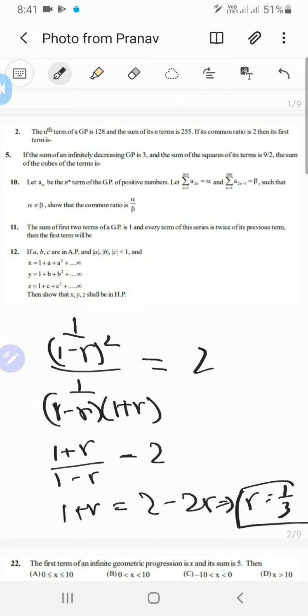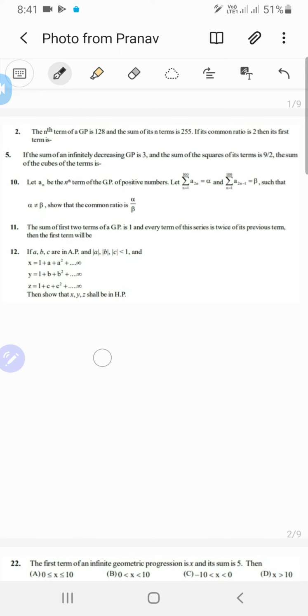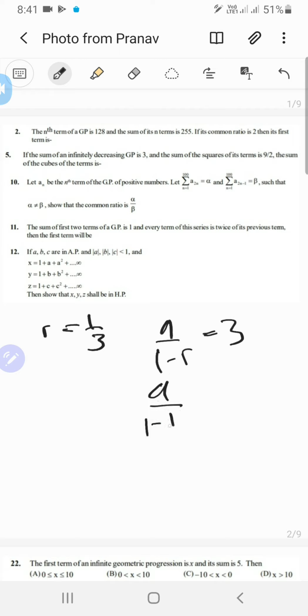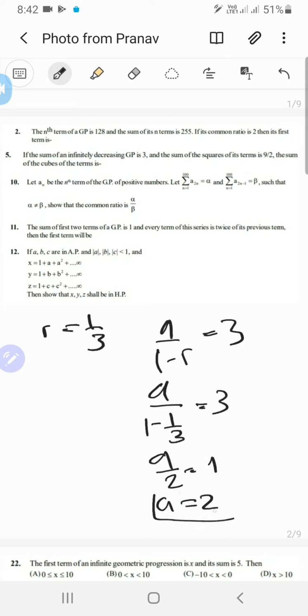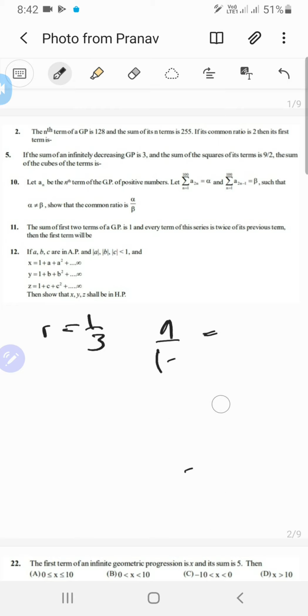The sum of the cubes of these terms. The first information we got is r equals 1 by 3. Now we can plug that in the equation a upon 1 minus r equals 3. So a upon 1 minus 1 by 3 is equal to 3. So you get a by 2 equals 1, or a equals 2. That's nice. This is the second piece of information we have: a equals 2.